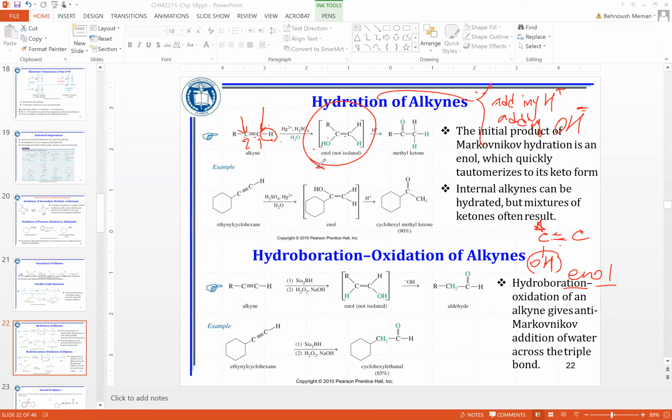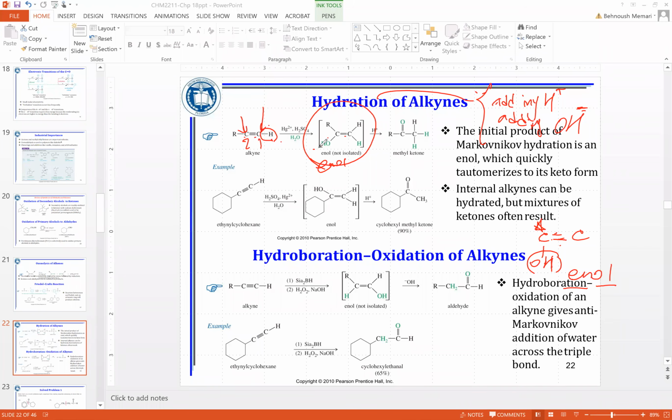The enol is very unstable, okay? It's not isolated because it's very unstable. And it is going to go through tautomerization. And what is tautomerization? It's basically a resonance, but in this specific type of resonance, not only the pi bond and the pair of unshared electrons are moving, hydrogen also is going to move.